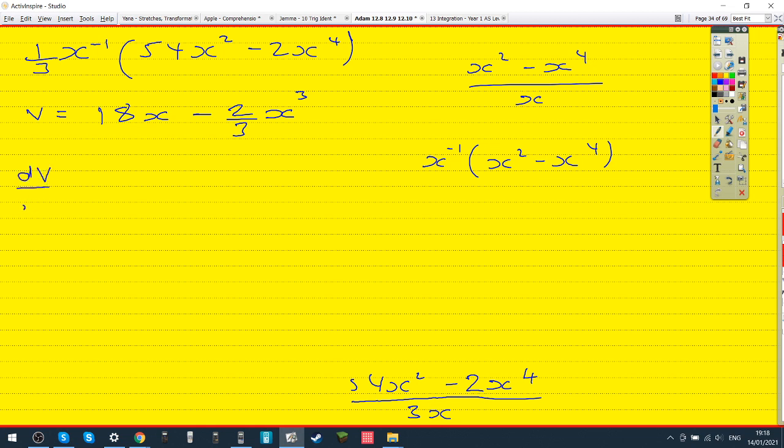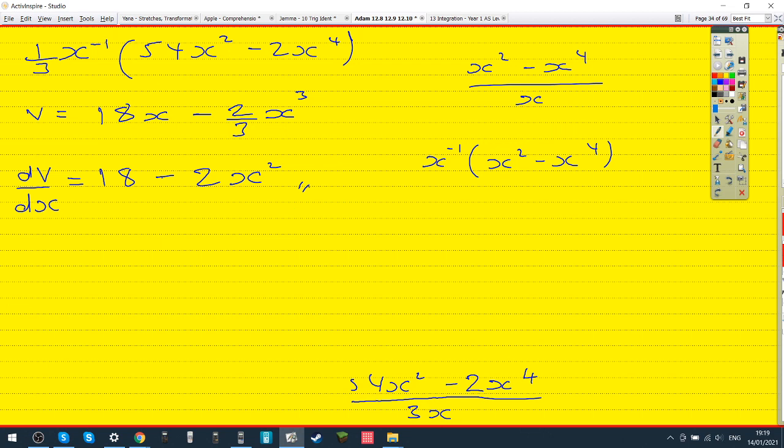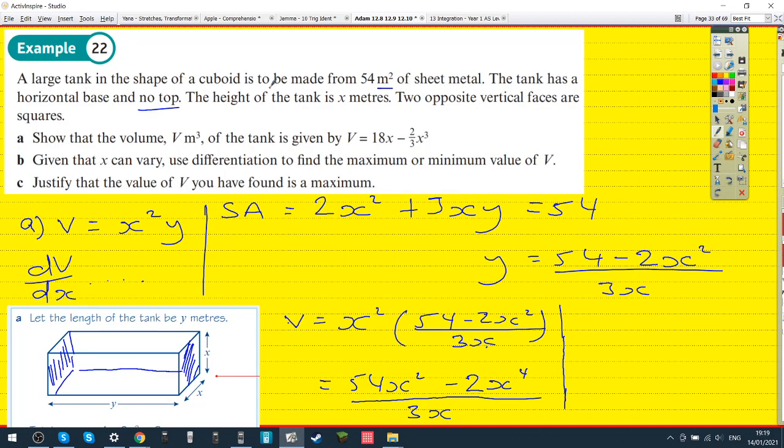What is dv by dx? So it'd be 18 minus 2 to the power of 2, or x to the power of 2. And let me just see. Show that this can be written as 18x minus 2/3 x cubed. So we did that. 18x minus 2/3 x cubed. That's what we got. Given that x can vary, use differentiation to find the maximum or minimum value.